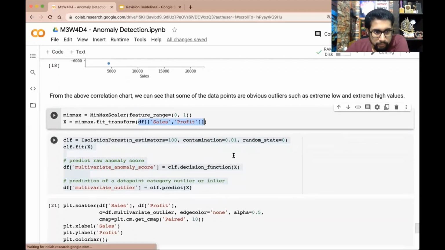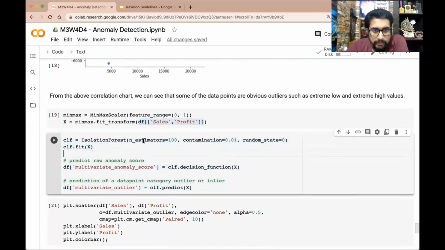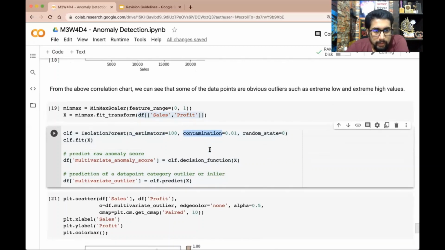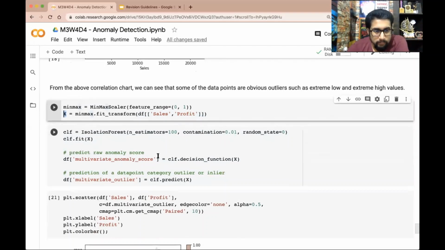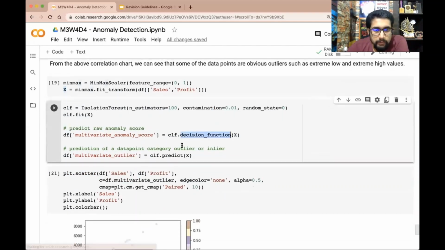Now I'm doing the same thing, right? So n estimators, contamination, and then when I do a dot fit, instead of one variable, I'm passing x, which may have more than one variable. This decision function and predict are stored in multivariate anomaly score and multivariate outlier.